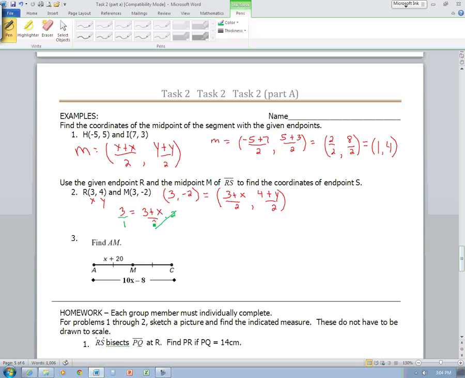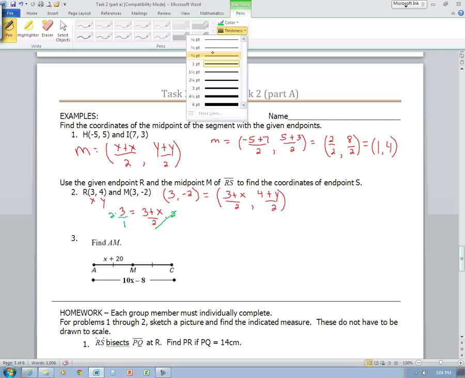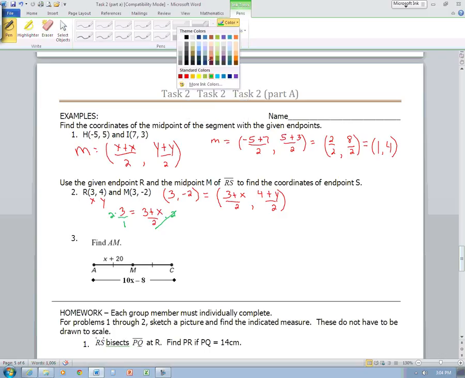I'm doing the opposite operation to get rid of the 2 on both sides. So that's where I'm doing 2 times 3. Okay? And then 2 times 3 is 6. So now I've got 6 equals 3 plus x. To get x all alone, I just need to subtract 3 from both sides. So x should be +3.